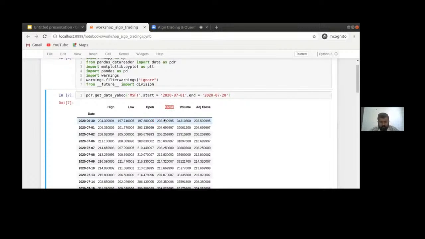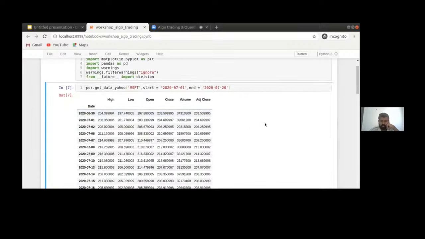Then there is close, which is the price at the end of the day, and volume is the volume traded on that day, like how many quantities of stocks are traded on that date. And then there is adjusted close.